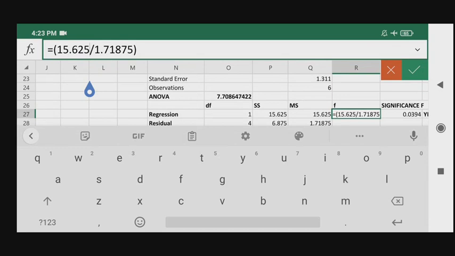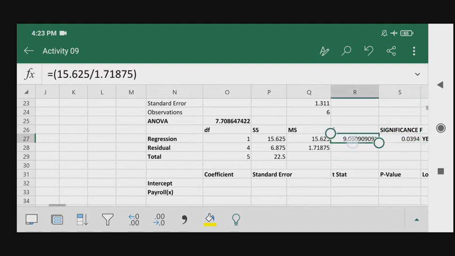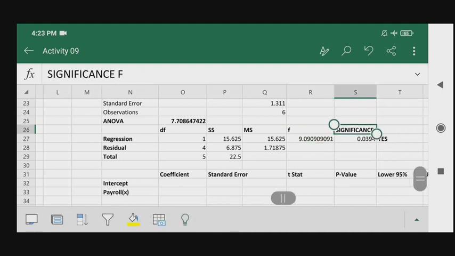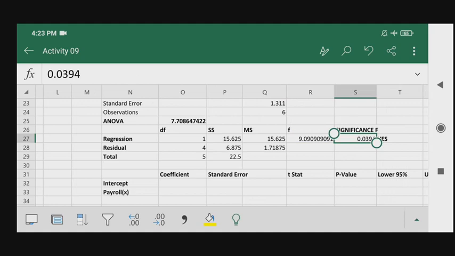So for F, which is the standard F value, the formula is 15.625 divided by 1.71875, which is equals to 9.090909091. So for significance F, we have here 0.0394.